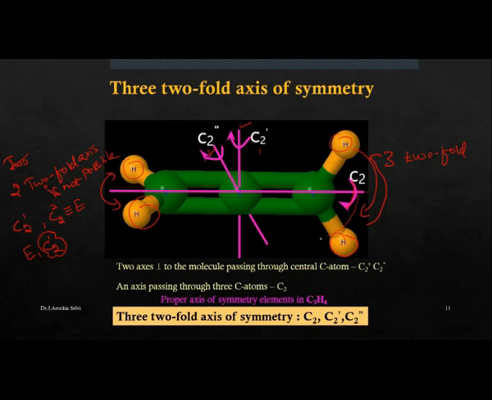On rotation it gets rotated and comes to this position. So these two take the position of these two. So like that, there are three different two-fold axes of symmetry possible. They are listed as C2, C2 prime and C2 double prime.